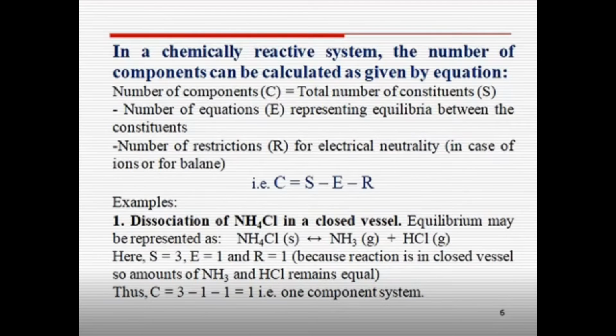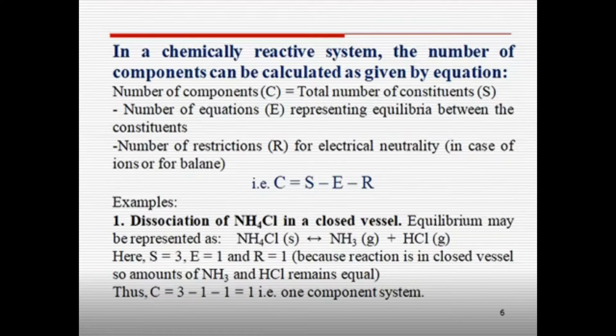Next, we will give a simple equation by which we can calculate the number of components in a chemically reactive system. For this, the equation is C = S - E - R, where C is the number of components, S is the total number of species or constituents, E is the number of equations representing equilibria between the components, and R is the number of restrictions for electrical neutrality, and it is applicable only in case of balancing or in case of ions.